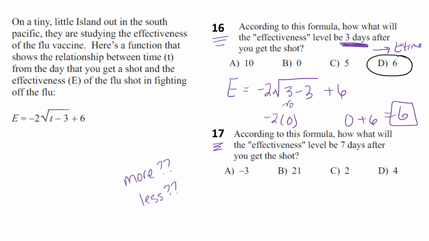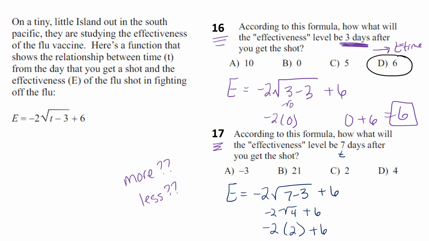All right, so again, I'm going to put in T as 7 in this case, so my effectiveness level is negative 2 times the square root of 7 minus 3 plus 6. 7 minus 3 is 4. The square root of 4 is 2. So negative 2 times 2 plus 6. That would give me a negative 4 plus 6, which gives me 2. So after 7 days, now my effectiveness of the vaccine has decreased. Anybody have an idea why?